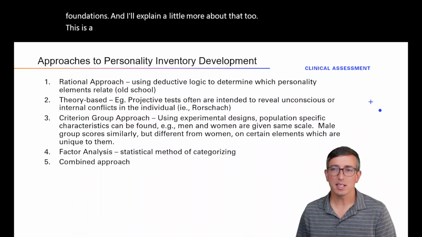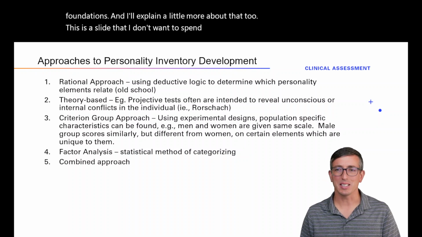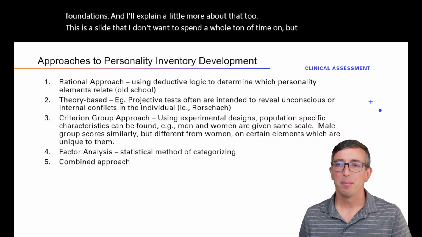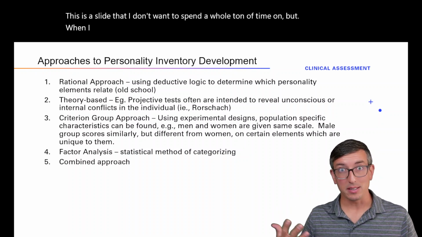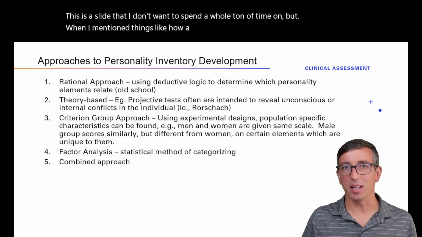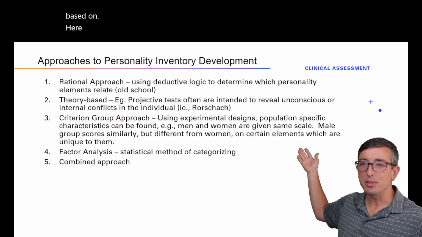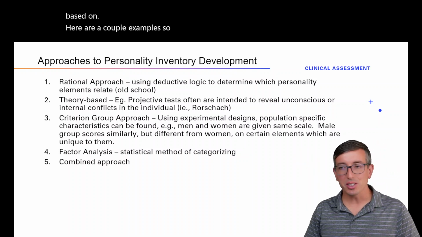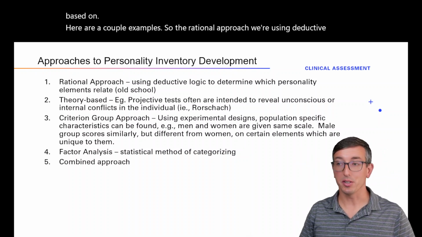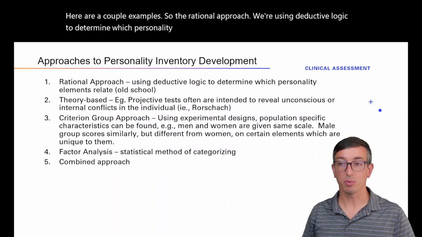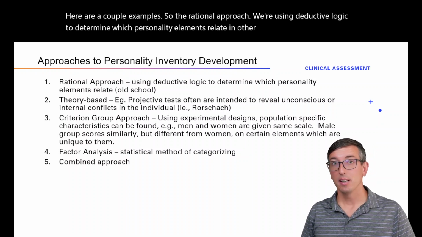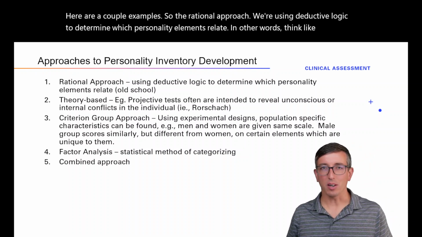This is a slide that I don't want to spend a whole ton of time on, but when I mention things like how a test is developed and which foundation it's based on, here are a couple examples. So the rational approach, or using deductive logic to determine which personality elements relate. In other words, think like Carl Jung's archetypes.